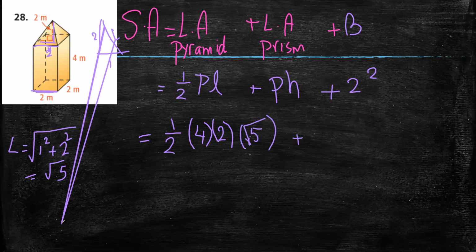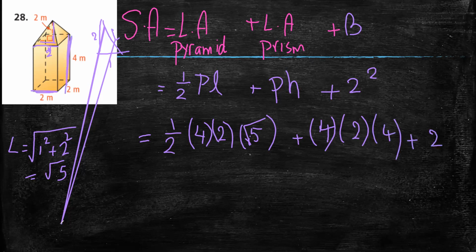Plus, let's continue now. What is the perimeter here of the prism? It is also a square. So I need to find the perimeter, which is n times s, or 4 times 2, times the height of the prism here. It's 4. Thank you. This one here.